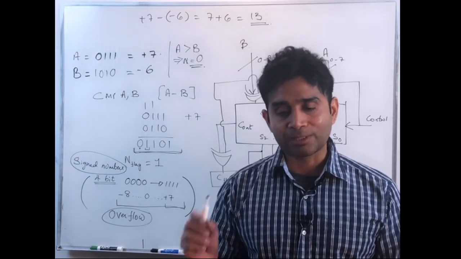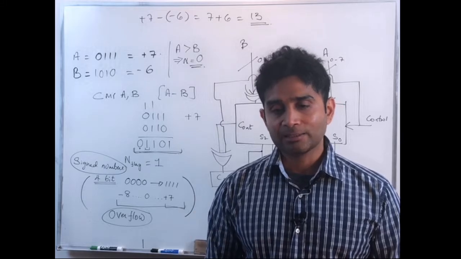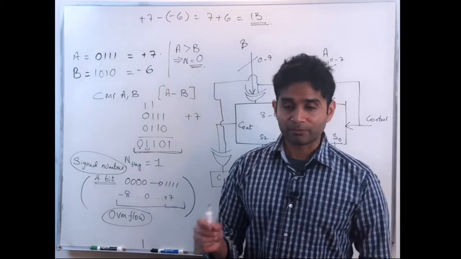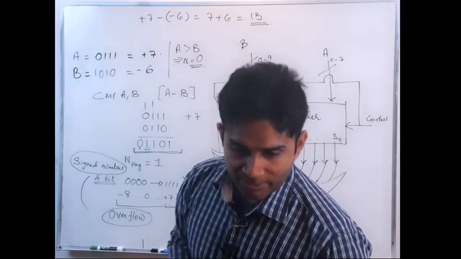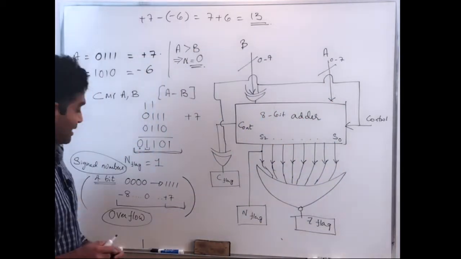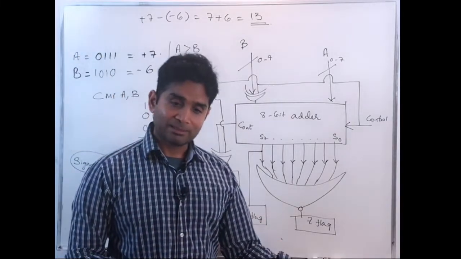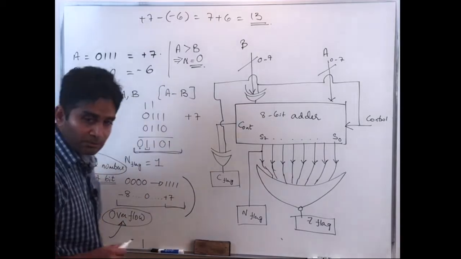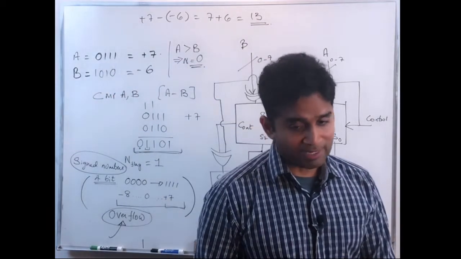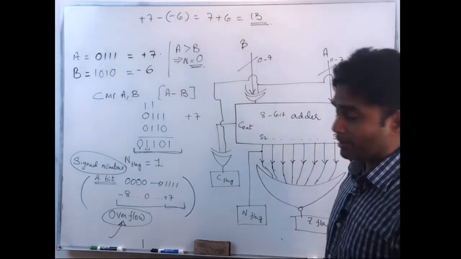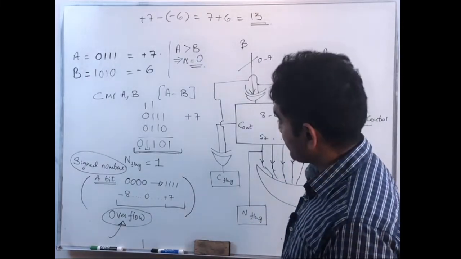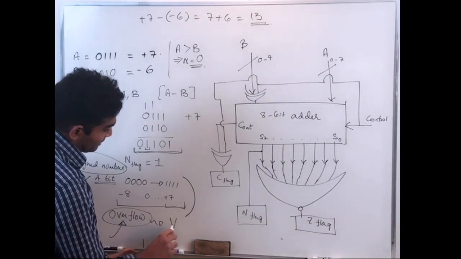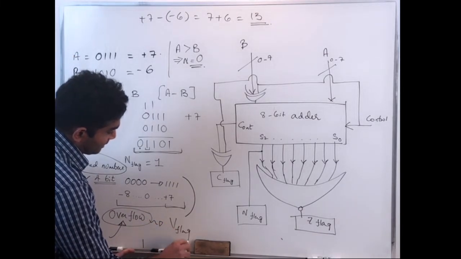So I cannot just rely on the Nflag to make the decision, especially when I'm working with signed numbers. That means I have to have another flag that would indicate when an overflow has occurred. The Nflag is already done. So now let's look at how we obtain what is called the Vflag. The overflow flag is represented with the letter V. So that's the Vflag.